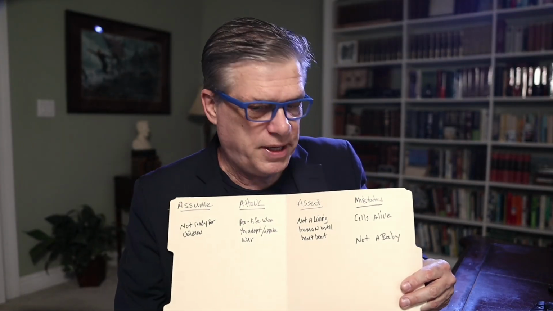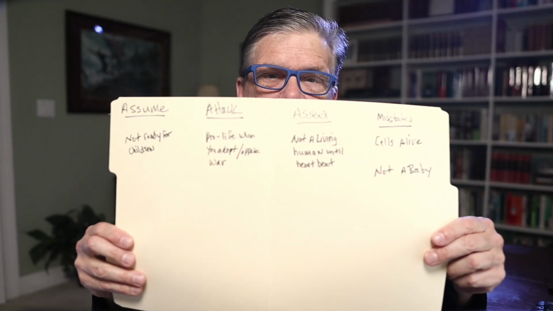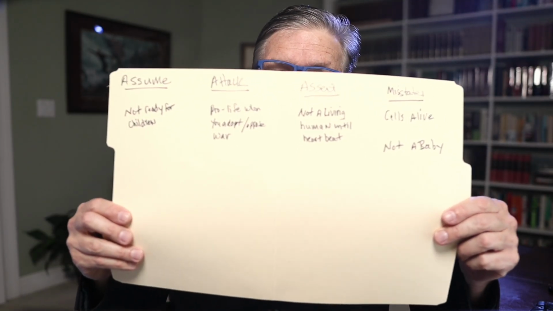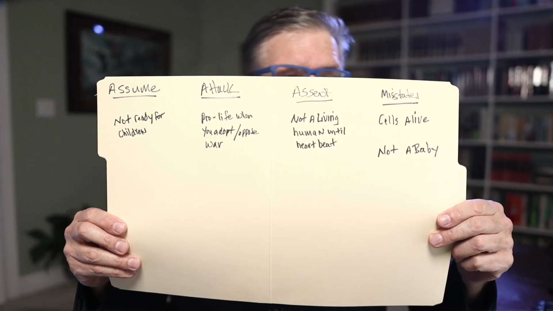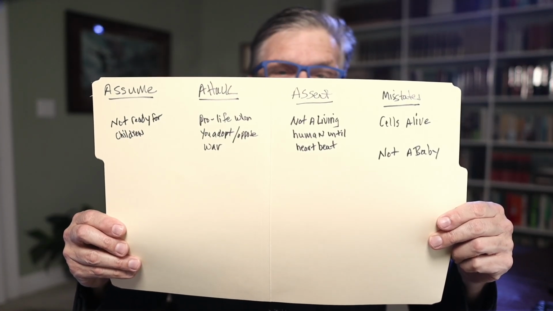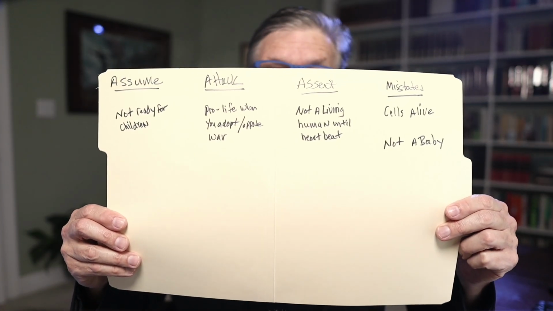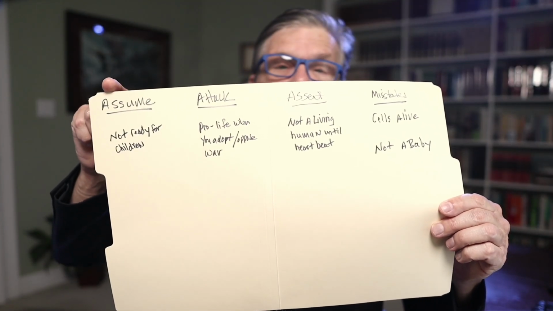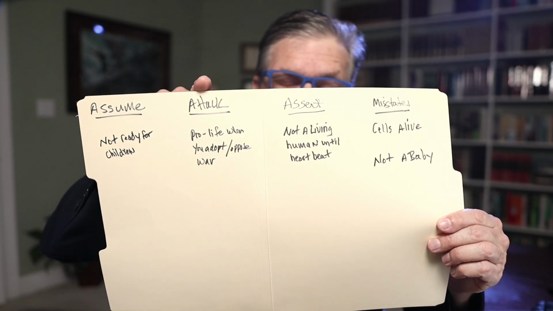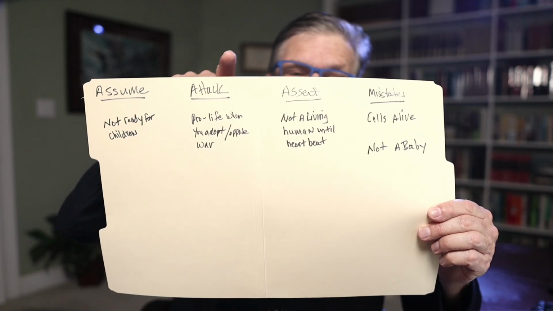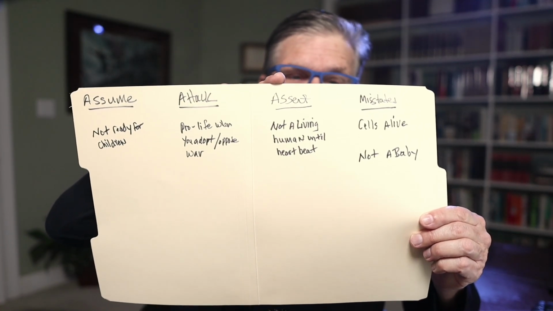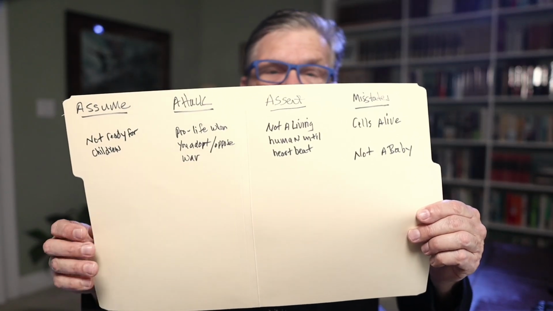Now, I want you to notice something about this. You may be able to see this across the camera there, but across the top of the file folder, I have 4 categories of objections you get to the pro-life view. People who assume the unborn aren't human, people who attack pro-lifers rather than refute the argument, people who make assertions rather than argue, and those who misstate the facts. Okay. So what I do is I simply listen for what type of objection they are making and slot it into one of those categories.